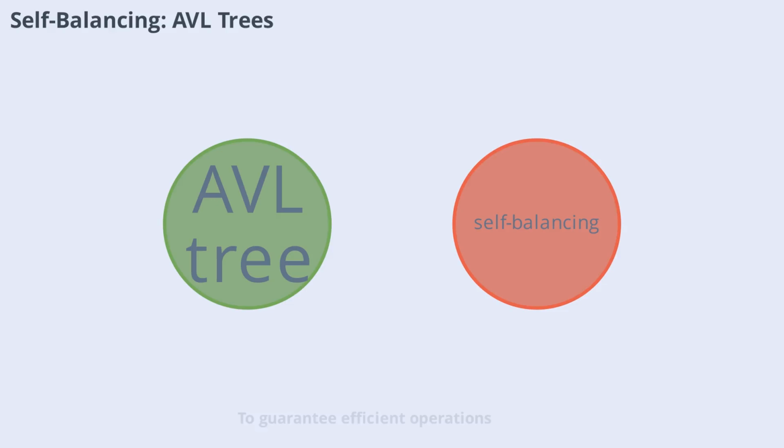To guarantee efficient operations, we turn to AVL trees, a type of self-balancing binary search tree. AVL trees automatically maintain their balance, ensuring that the height of the tree remains O(log n). This means that search, insertion, and deletion are always efficient, regardless of the order in which data is inserted.